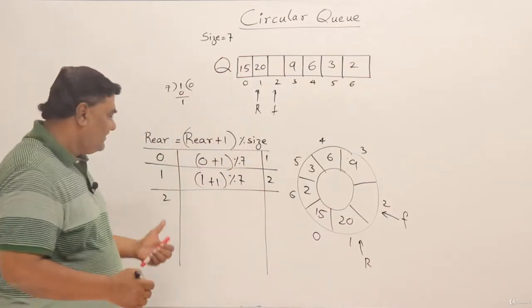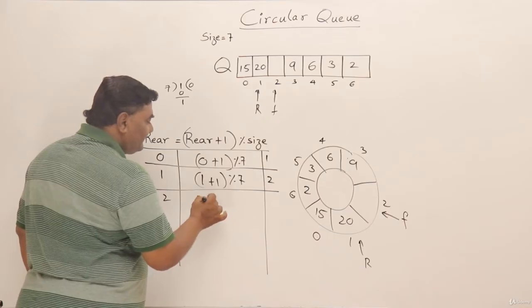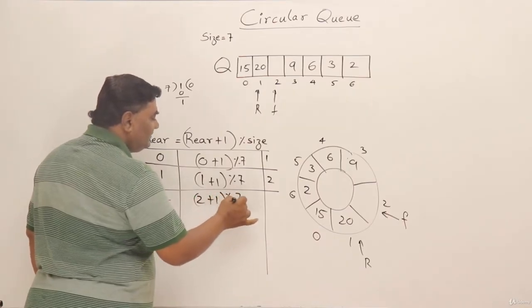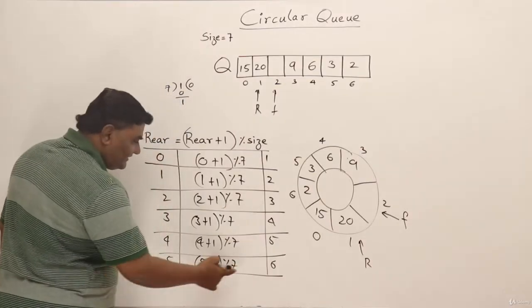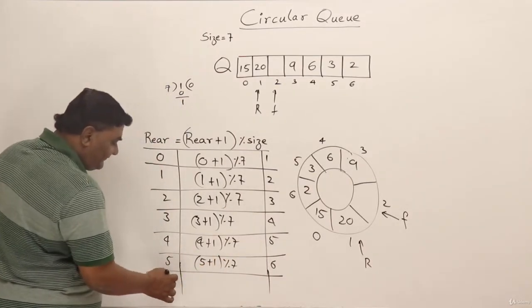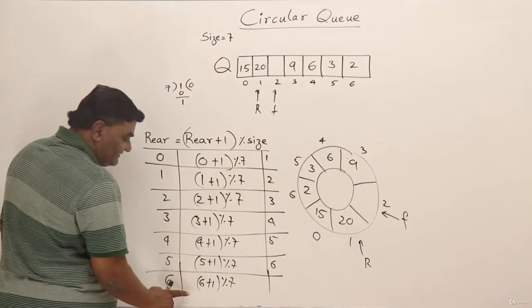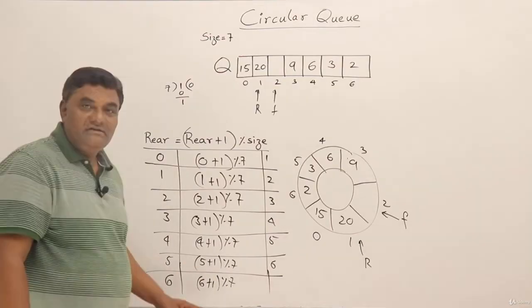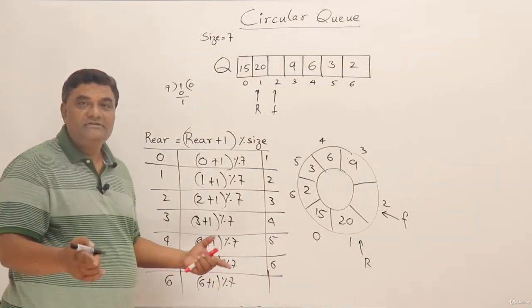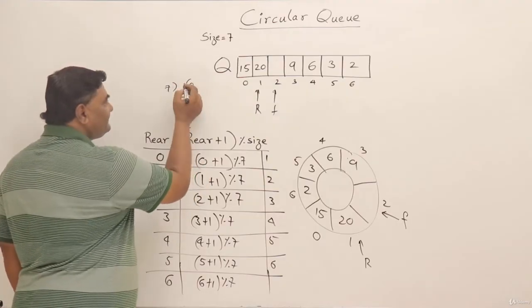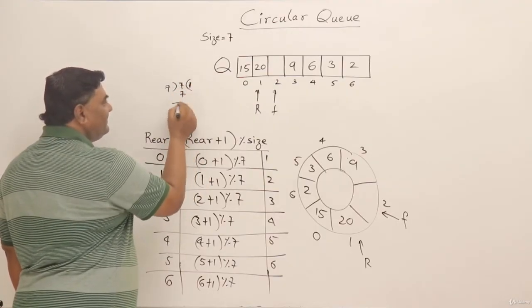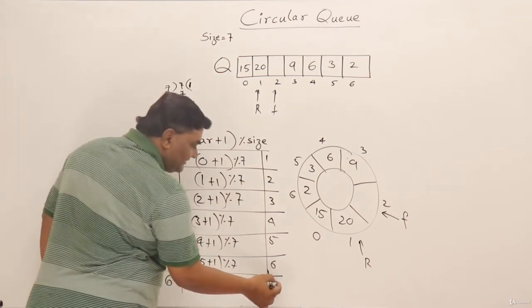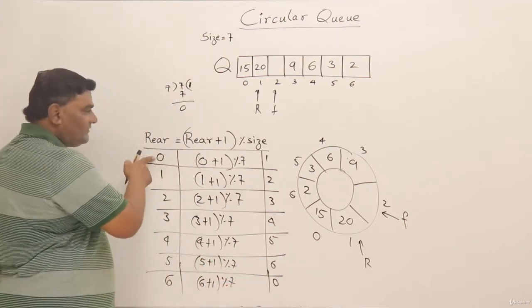So rear is modified. Rear is 2 now. So 2 plus 1 mod size 7, so 2 plus 1 is 3. So this is 3. It gives 6. From 6, if we say next, 6 plus 1 mod size 7, that is 7 mod 7. 7 mod 7 means 7 ones 7, remainder is 0. So remainder is 0. So again rear is back on 0.